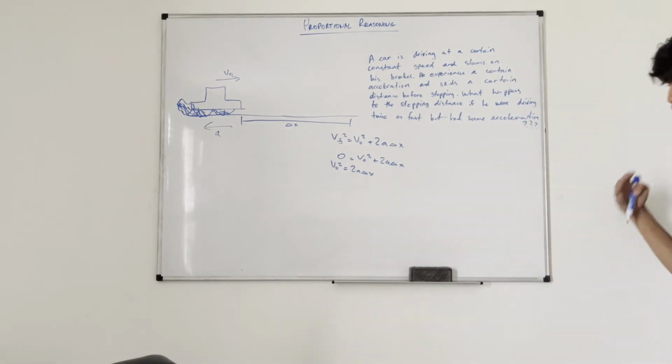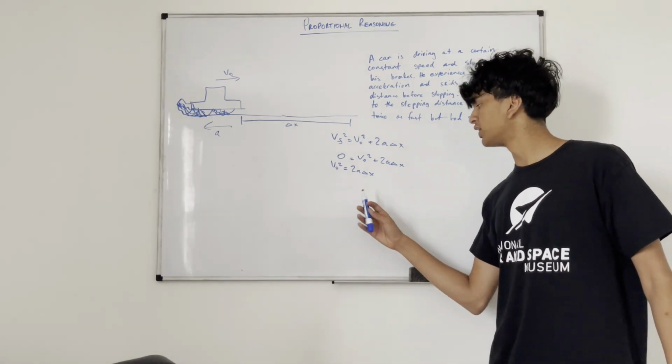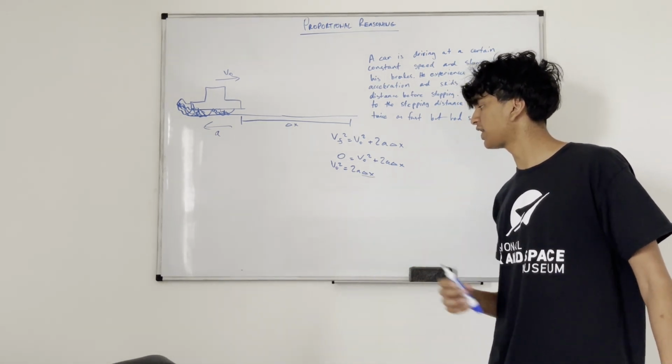But here's how you would do proportional reasoning. So I want to see, well, what happens to the skidding distance, okay?